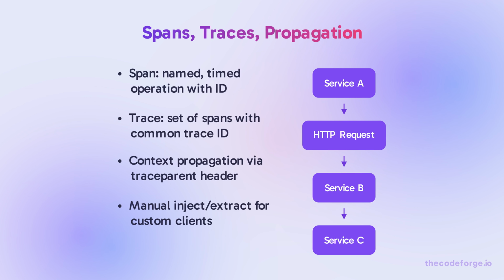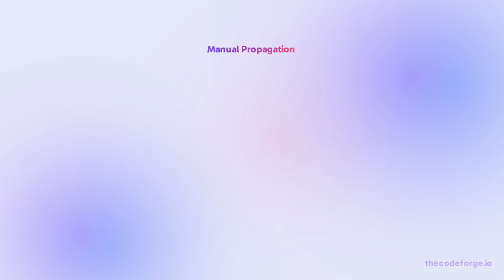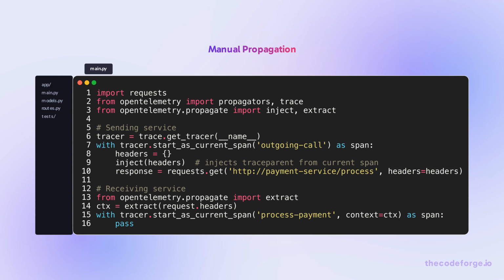A span carries a span ID, trace ID, and parent span ID. Context propagation passes the trace ID via HTTP headers. Without propagation, each service creates a separate trace. If you use raw HTTP clients, you must manually inject and extract context. The inject function adds the traceparent header to outgoing requests, and extract retrieves it on the receiving side.